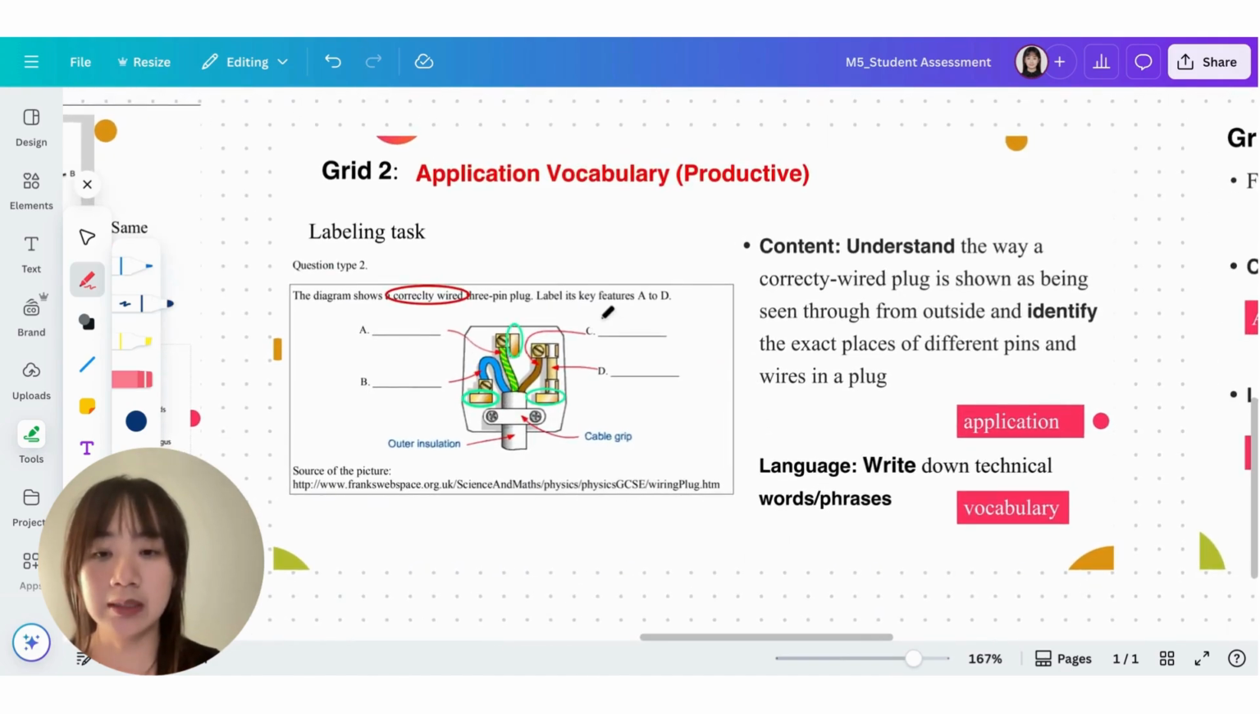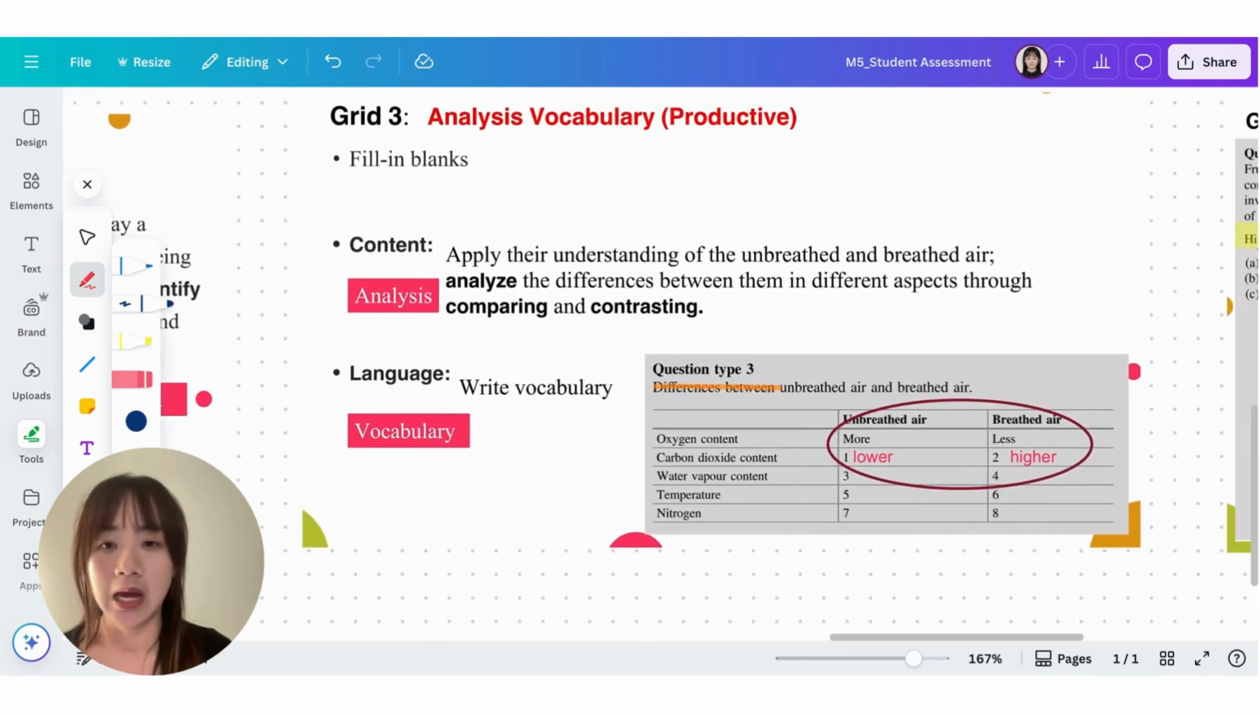If we look at the applying vocabulary cell, in this part it's not only labeling, it also requires students to think ahead and correctly apply their knowledge in the question to solve that problem.